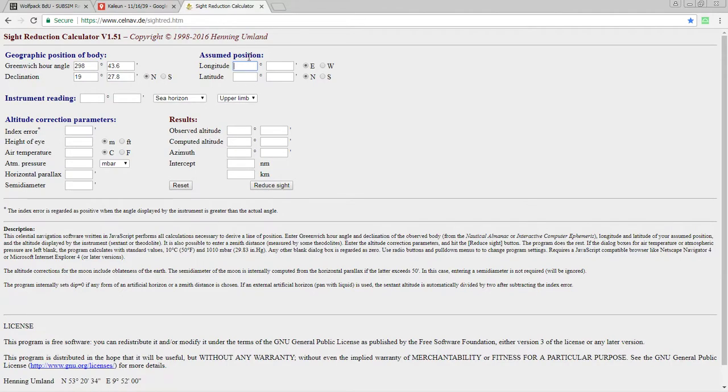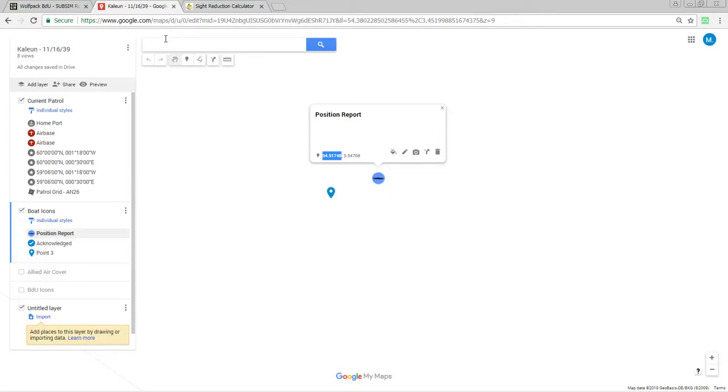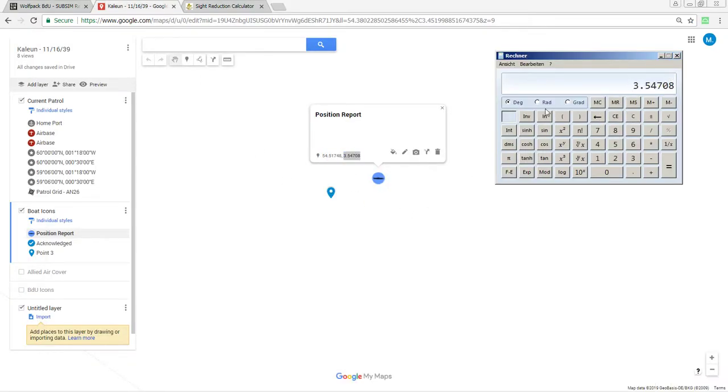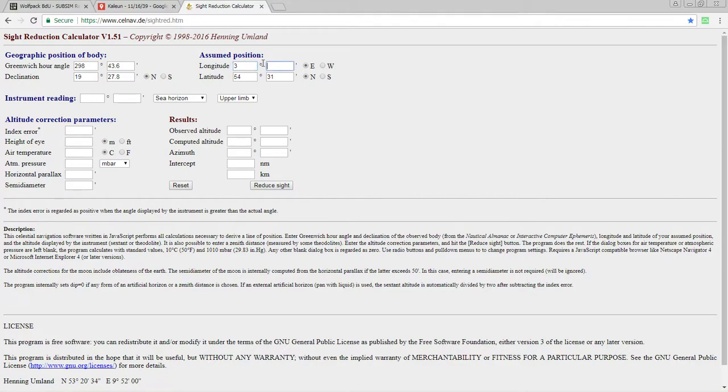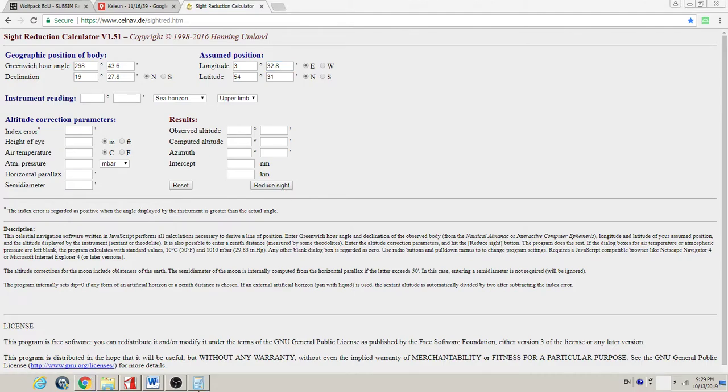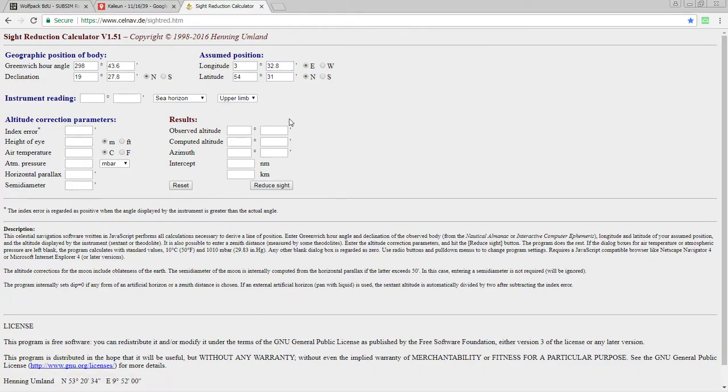54, that's latitude, 54, 31, it's north. And then the longitude figure, we do the same thing. We copy, paste it in, hit DMS, that gives us 3 degrees, 32.8 minutes, right? 3 degrees, 32.8 minutes, and that's east. Okay, so that's good. So we're set.